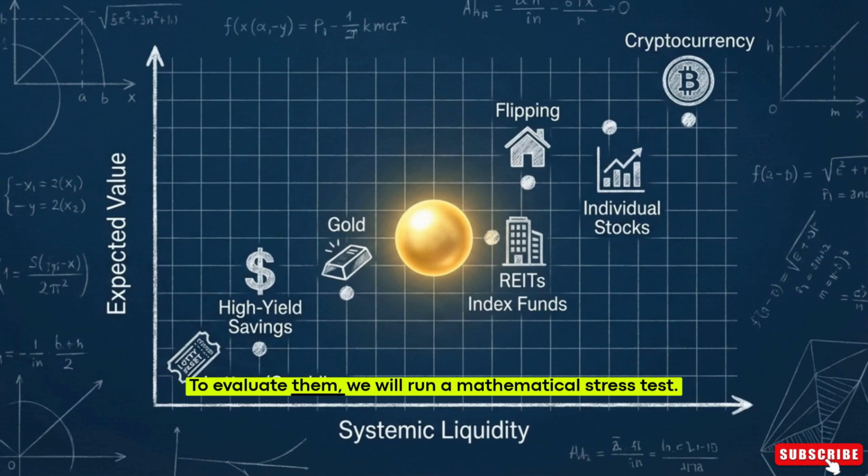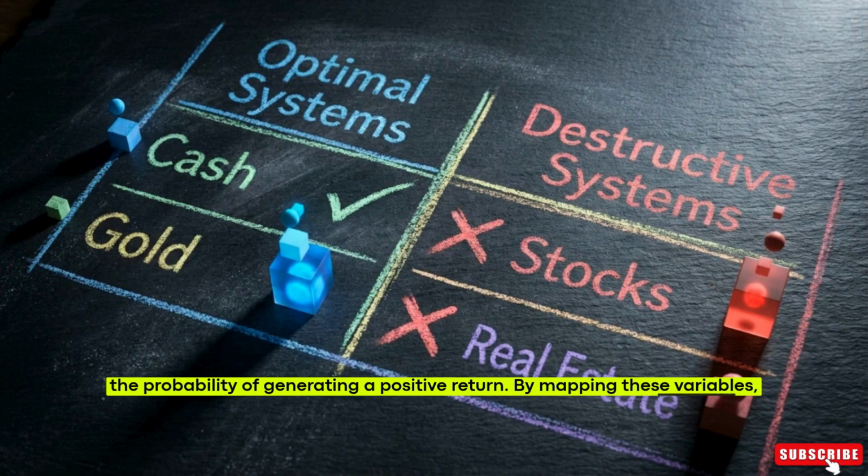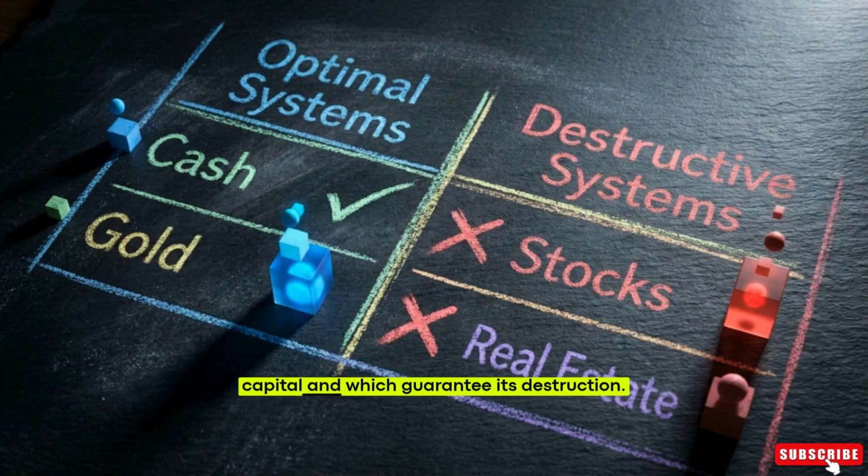To evaluate them, we will run a mathematical stress test. The x-axis represents systemic liquidity. The y-axis represents expected value, the probability of generating a positive return. By mapping these variables, we can objectively isolate which systems algorithmically optimize low principal capital and which guarantee its destruction.